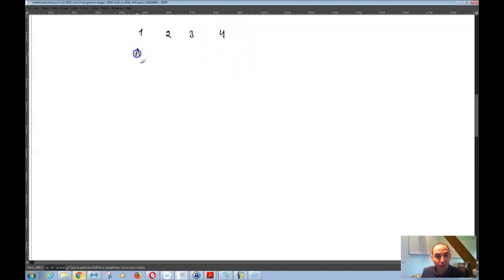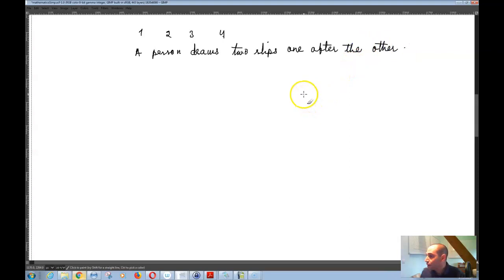So a person draws 2 slips, one after the other, without replacement. Describe the sample space for this experiment.